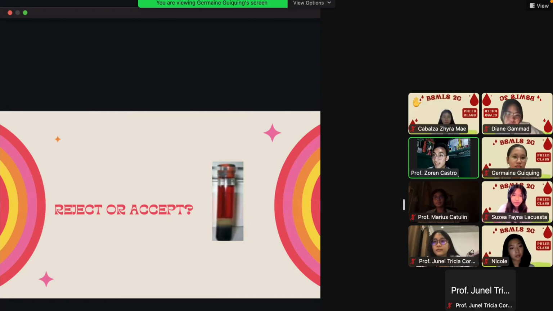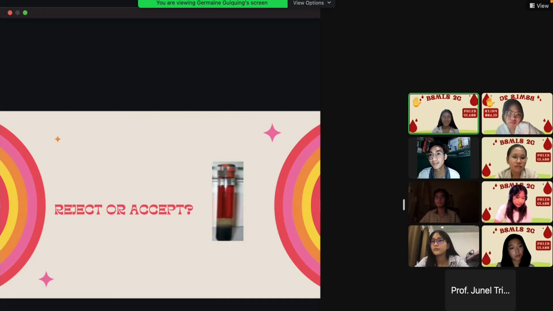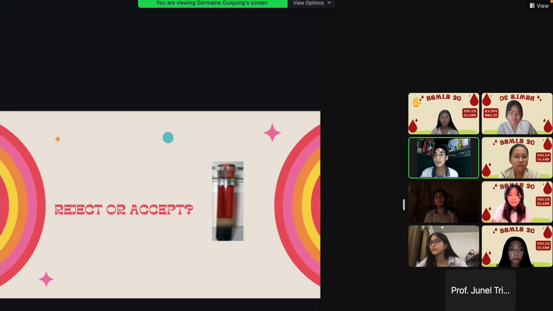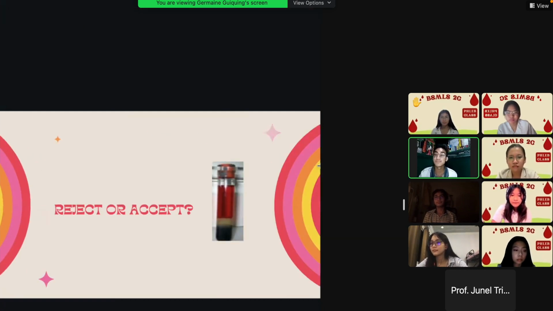Oh yes, Miss Zhyra. I reject because it is hemolyzed. Yes, so nakikita natin yung red part sa taas, yung nagkaroon ng hemolysis. So that sample would be rejected.